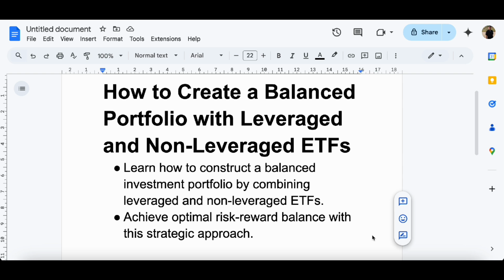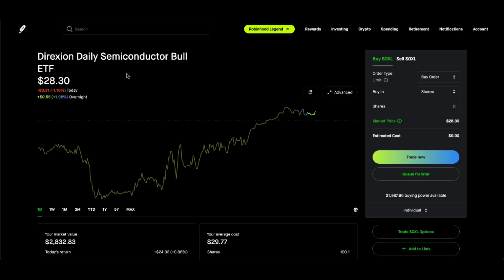So before discussing how you can construct a balanced portfolio, let's talk about leveraged and non-leveraged ETFs. If you're watching this video, I assume that you know what ETFs are. ETFs stand for exchange traded funds, and these come in two types. One is leveraged and the second is non-leveraged. Leveraged ETFs are the ones that are 2 or 3 times leveraged, meaning a $1 price move up or down in the underlying can move their price $1 to $3 in either the positive or negative direction.